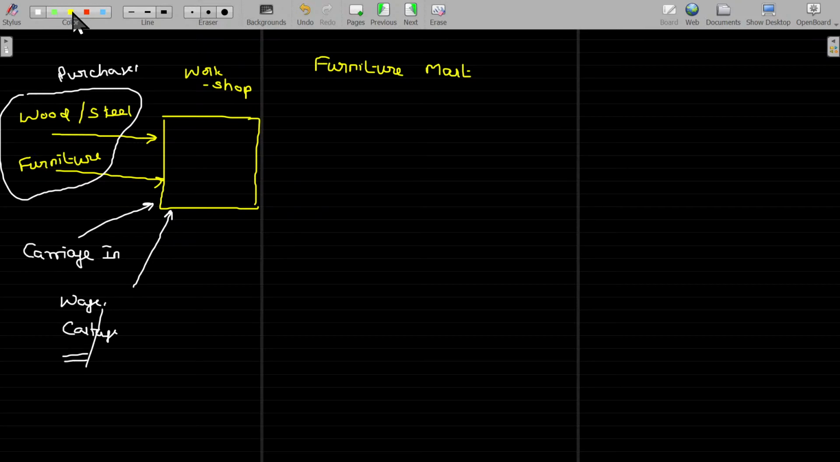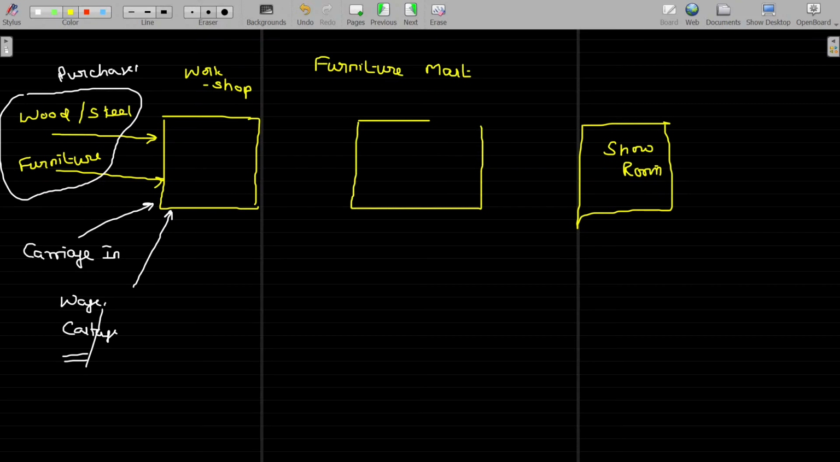Apart from that, we need to have the showroom, isn't it? From the showroom only, everything is displayed and sold. Meanwhile, to administrate the entire thing, we need to have the office also. This will be named as workshop. Another one is named as office. The last one is named as showroom.